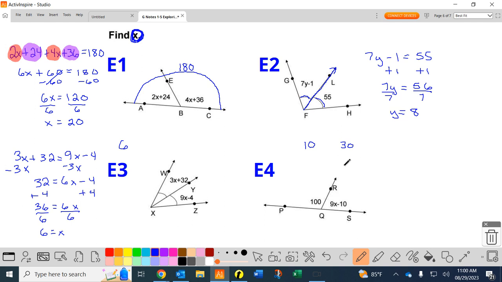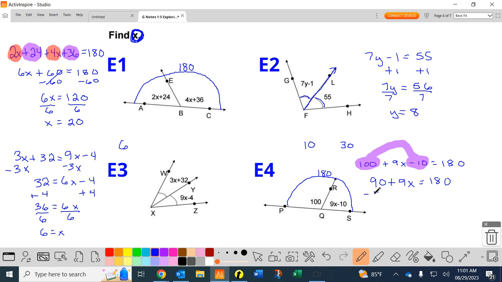Okay, let's try example number 4. Guys, these are not equal. They're going to add up to 180. So here we go. 100 plus 9x minus 10 is going to equal 180. We're going to combine our like terms. Our like terms are going to be the 100 and the minus 10. What's 100 minus 10? 90 plus 9x equals 180. We're going to minus 90 from both sides. I'm guessing some people added it. I think that's where the 30 came from. That's going to make it 9x equals 90. Then when you divide both sides by 9, that gives you x equals 10. Is that what it was? I could tell once I saw that number that if you added it, it would give you that answer.